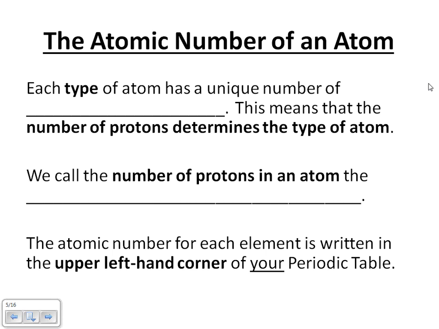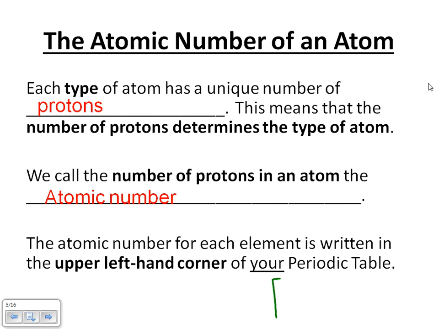The atomic number of an atom, this is important. Each type of atom has a unique number of protons. This means that the number of protons is what determines the type of atom that it is. We call the number of protons in an atom the atomic number. The atomic number for each element is always written in the upper left-hand corner of your periodic table.